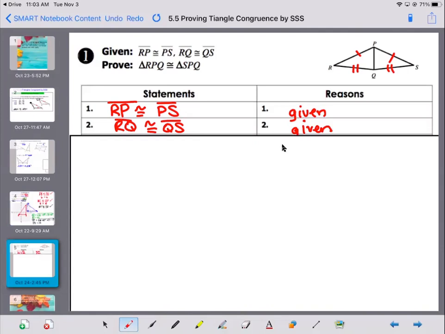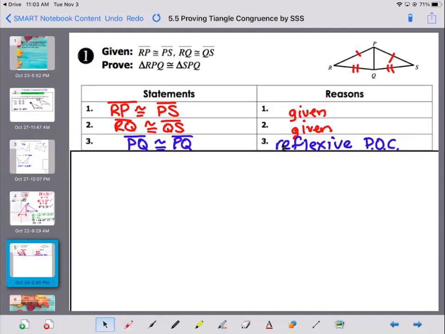Now, if you look at the left triangle, do you see that we have a segment PQ, right? The third side is PQ. And then if you look at the right triangle, we also have a PQ. So both triangles have PQ, right? Both of them have that one same segment. So we're going to use a property that we learned several months ago to include segment PQ. So segment PQ on the left is the same as segment PQ on the right. So when two things are congruent to itself, that's the reflexive property of congruence in this case.